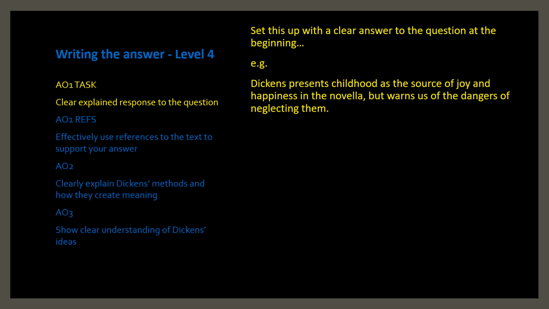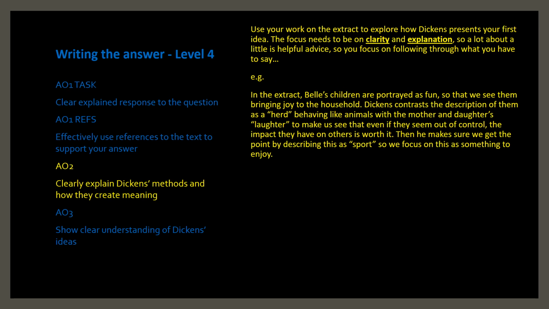Okay, so from this we move to the extract itself, and here our focus really, I suppose, is trying to achieve AO2, to clearly explain the methods that Dickens is using and to clearly explain how they create meaning, how they create an answer to the question. So here's an example then for you. In the extract, Bell's children are portrayed as fun so that we see them bringing joy to the household. Now, please note there the clarity, okay, in this extract, Bell's children, fun, right? Following on, building on what the overall argument was.